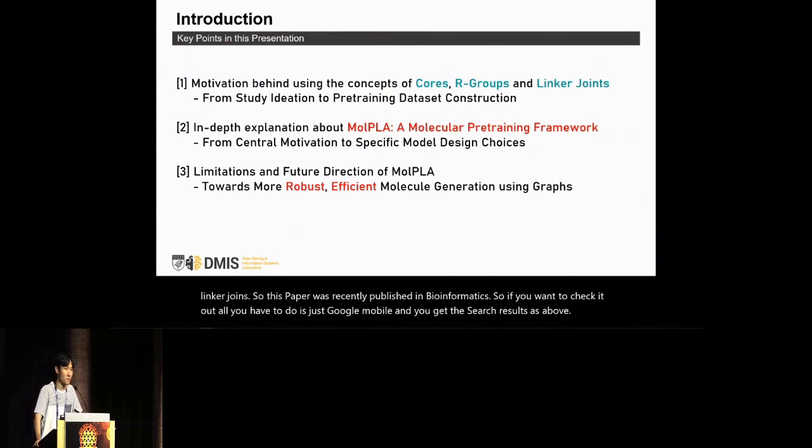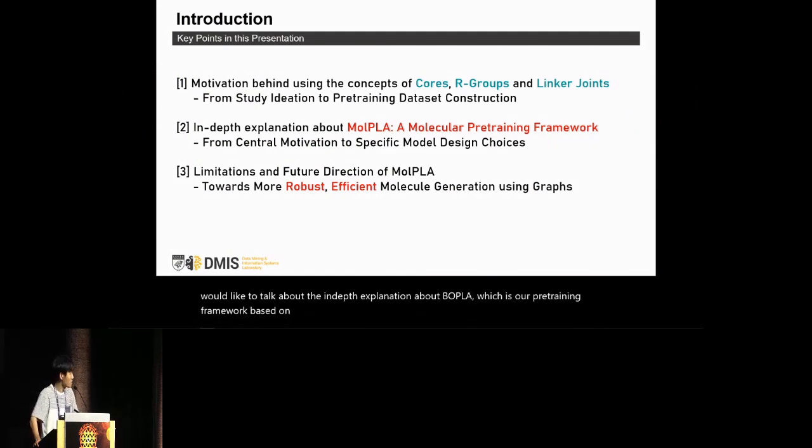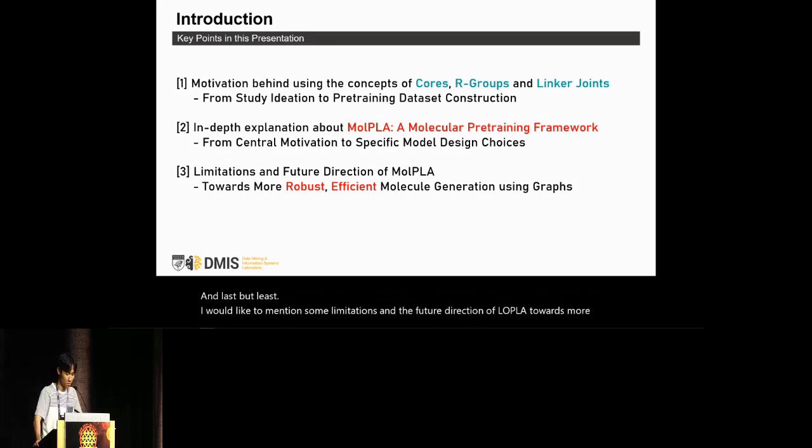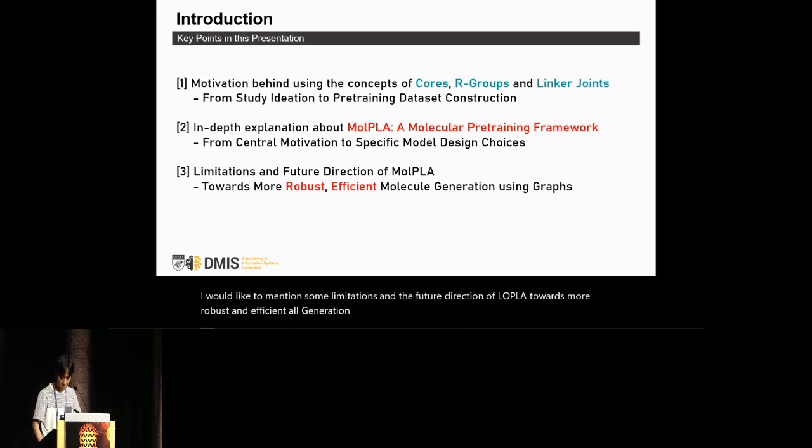Okay, so today I would like to talk about three key points in this presentation. First of all, I would like to talk about the motivation behind using the concepts of cores, R groups, and linker joints, starting from the study ideation to pre-training dataset construction. Next, I would like to give an in-depth explanation of MolPLA, our pre-training framework, from the central motivation to specific model design choices. And last but not least, I would like to mention some limitations and the future direction of MolPLA towards more robust and efficient molecule generation using graphs.